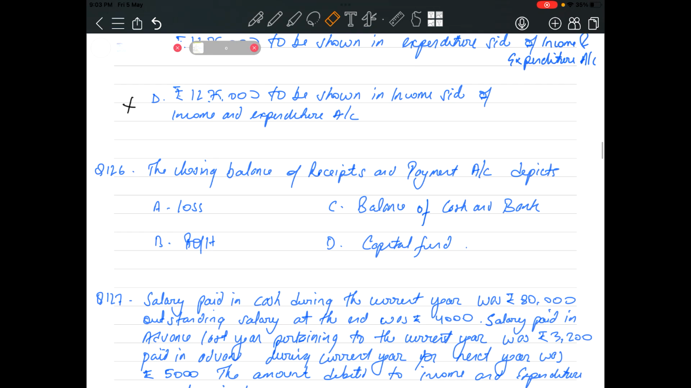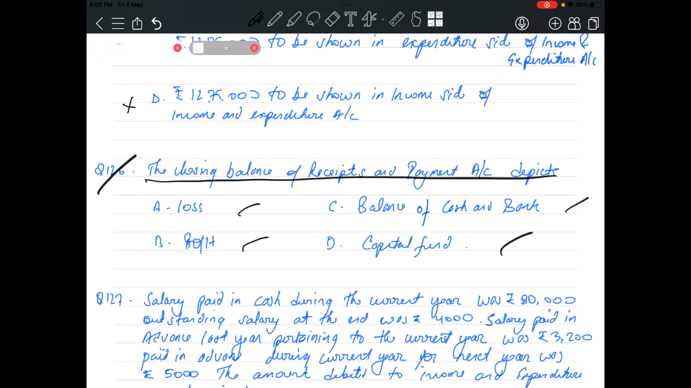Now let's see question number 126. The closing balance of receipt and payment account depicts: loss, profit, balance of cash and bank, or capital balance. Okay, now what is this closing balance of receipt and payment account?